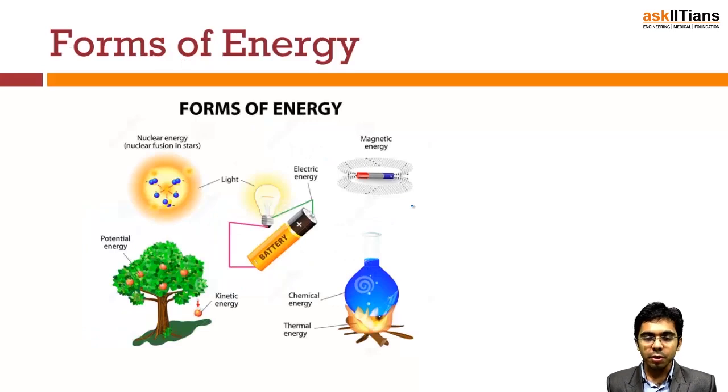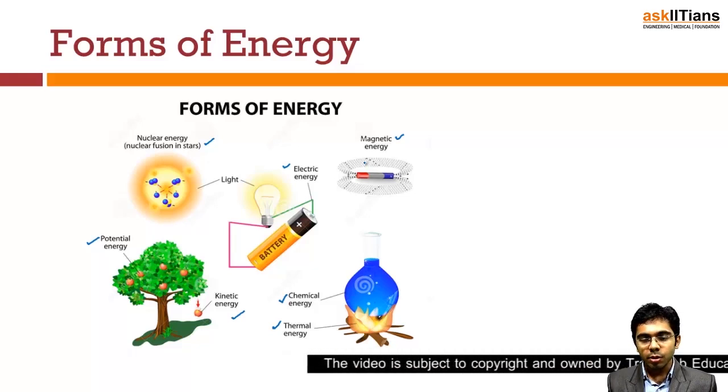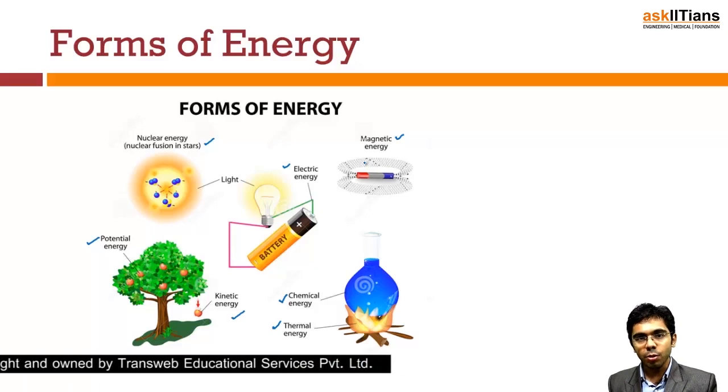Now there are many forms of energy, that is nuclear energy, which is because of nuclear fission or fusion, electric energy that produces light, the potential energy, kinetic energy, which we have discussed, and chemical energy, thermal energy, magnetic energy. So there are many forms of energy. We have already done that energy cannot be created or destroyed. It only goes from one form of energy to another form.